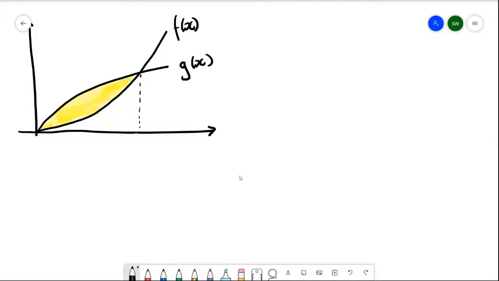If you want to find the area between two curves, such as this yellow region here, the first thing to do is find the points at which the curves intersect each other. So let's say they intersect each other at x equals A and x equals B.